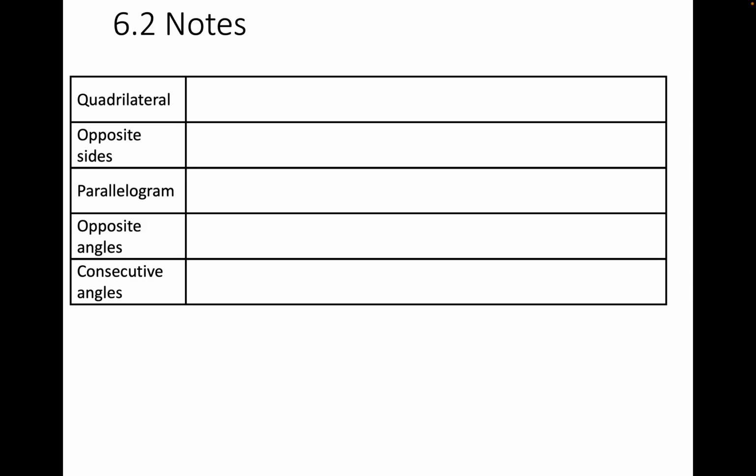All right, first we have to put in some notes here. A quadrilateral is simply a four-sided polygon. Someone who has quadriplegia can't move four limbs. Quad means four, so a four-sided polygon.